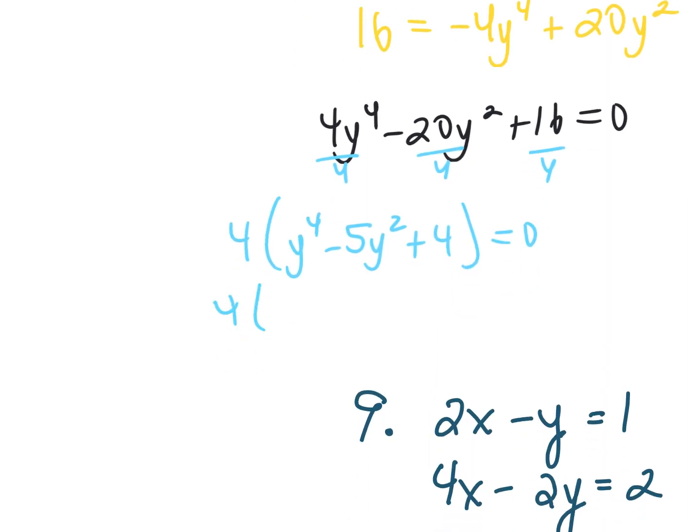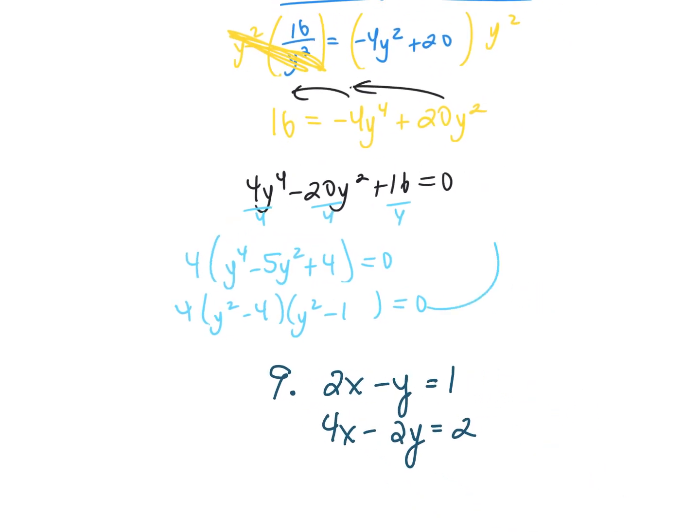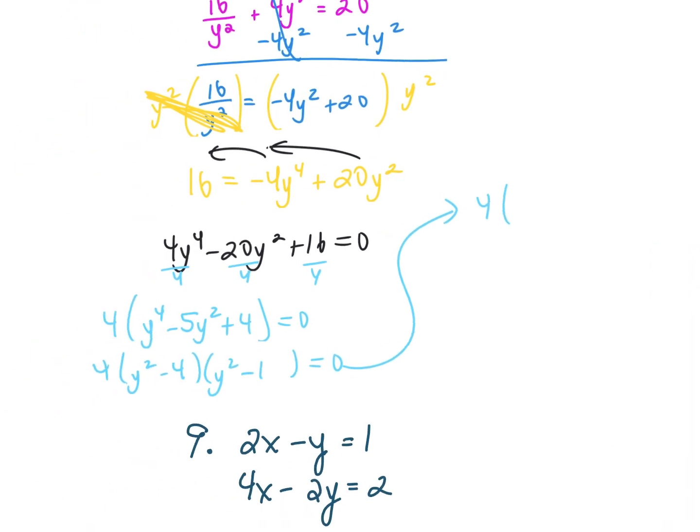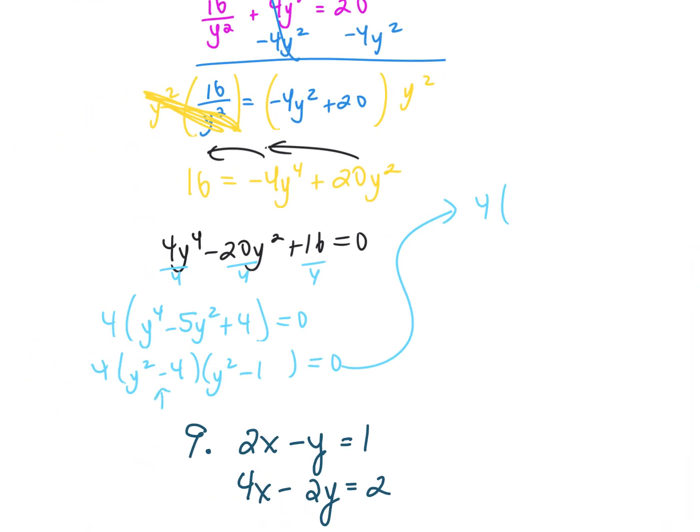Yeah. What times what's going to give me y to the 4th? Y squared and y squared. Okay. What times what's going to give me a positive 4 when I multiply, but a negative 5 when I add? Negative 4 and negative 1. Okay, I'm going to scoot this over here. So I still have my 4. Can I factor this anymore? Yeah.